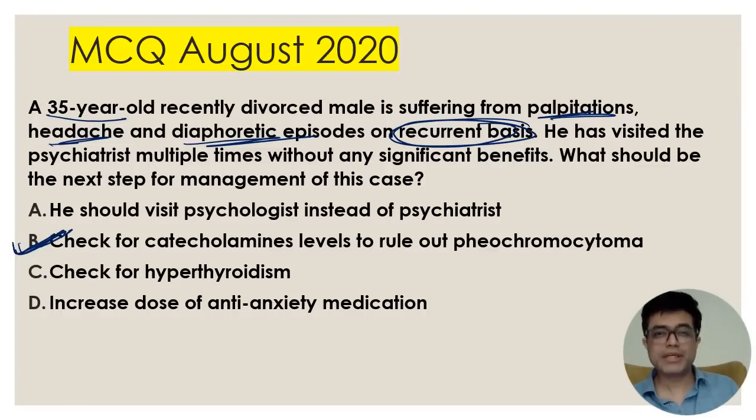Pheochromocytomas are sometimes missed because we keep attributing it to lifestyle changes or some familial hypertension or some other reason or some kidney disorder. The episodic nature should raise the suspicion. One possibility, one DD, should always be pheochromocytoma in such patients.